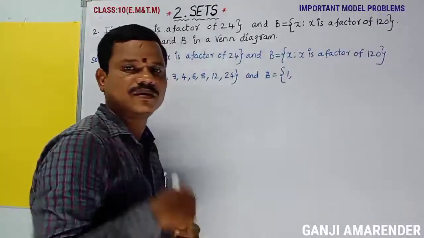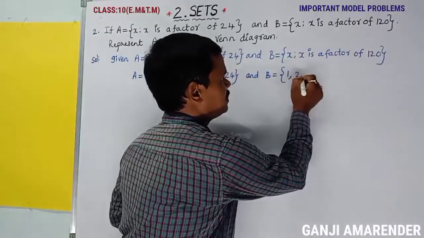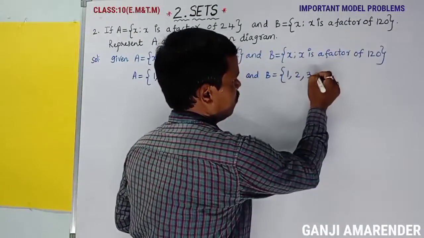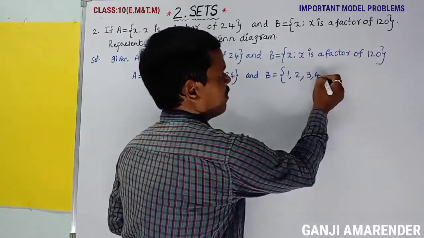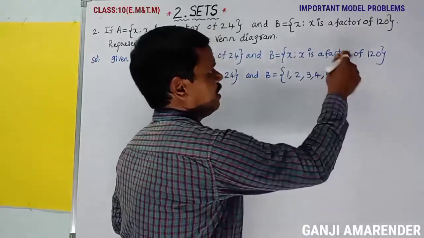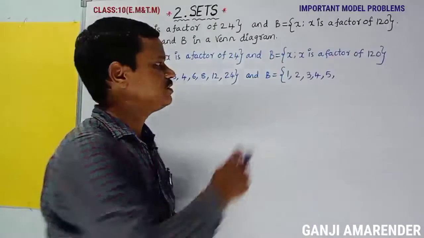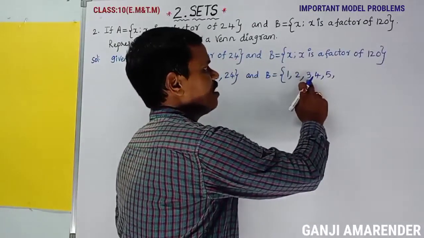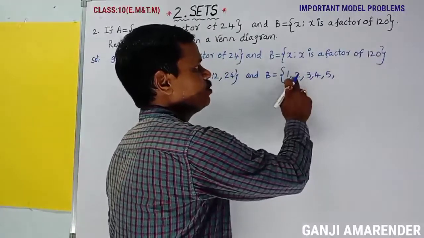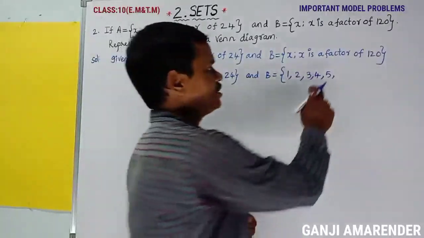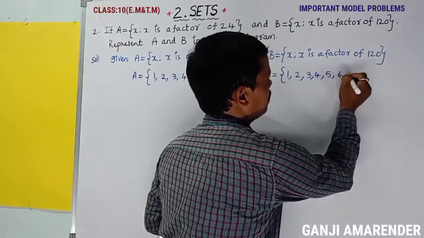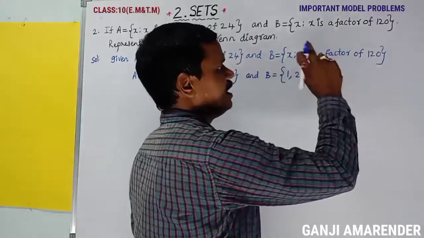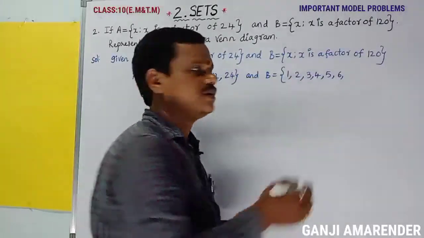1 120s, 2 60s, next 3 40s, 4 30s, 5 24s are 120. 4 30s, 3 40s, 2 60s. Okay, next 6 20s, so 6 is a factor. Next 8 15s are 120, so 8 is a factor.